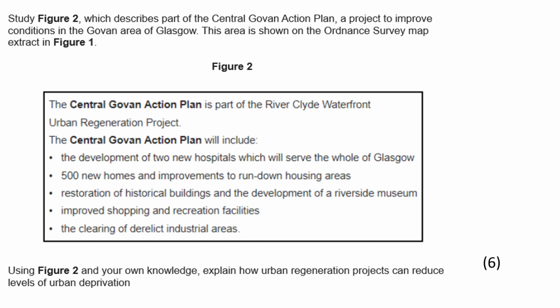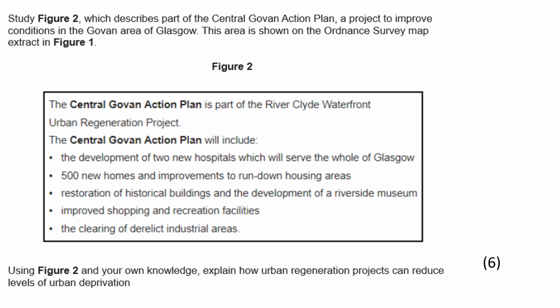The Central Govan Action Plan is part of the River Clyde Waterfront Urban Regeneration Project. Already you should be drawing similarities to the Trent Basin Urban Regeneration Project. That was also a waterfront one, wasn't it, on the River Trent? The Central Govan Action Plan will include the development of 2 new hospitals, which will serve the whole of Glasgow, 500 new homes and improvements to the run-down housing areas, restoration of historical buildings and the development of a riverside museum, improved shopping and recreational facilities, and the clearance of derelict industrial areas.